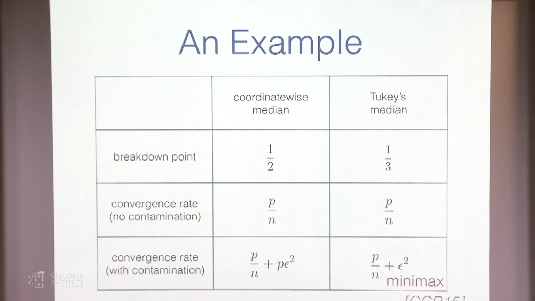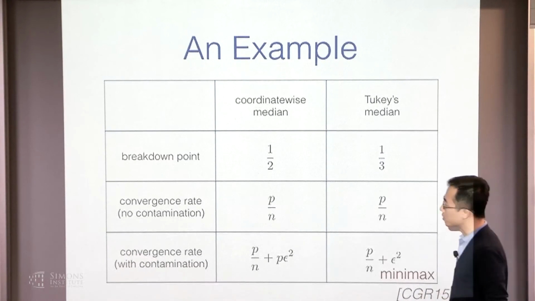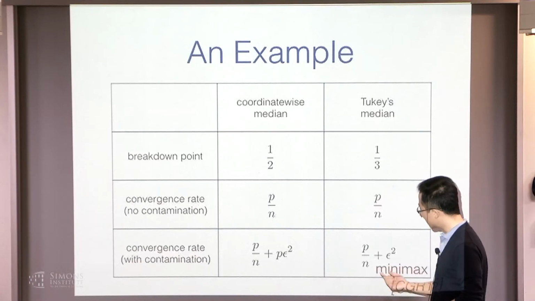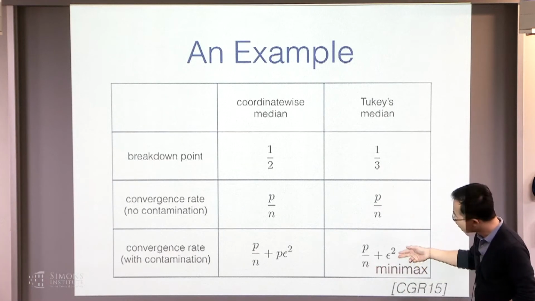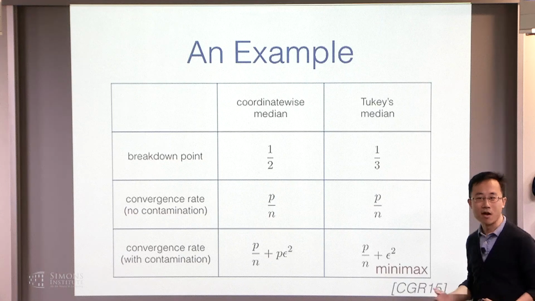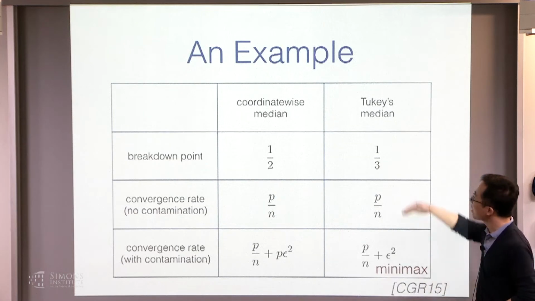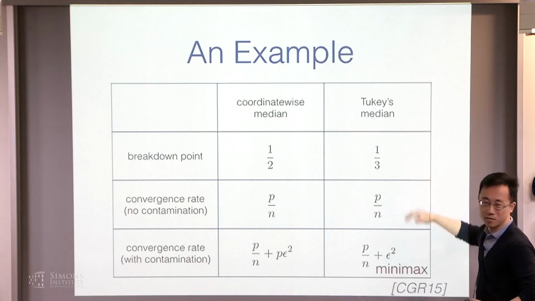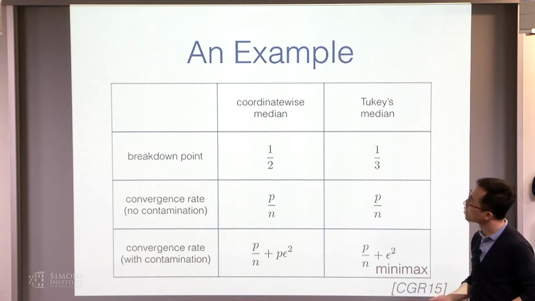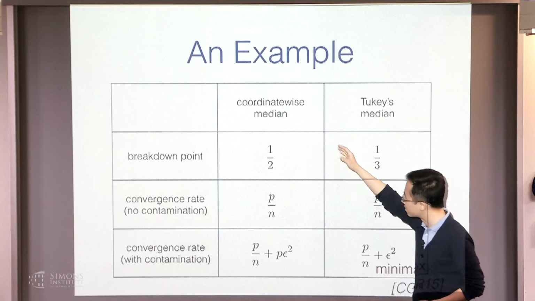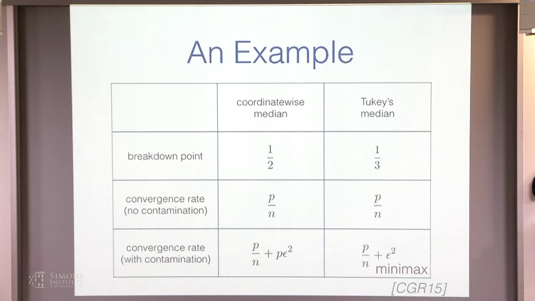So this table tells us, by this very simple example, that Huber's model is the right framework to study robust procedures. Because if you work in Huber's model, you have to study the statistical property and the robustness property simultaneously. If you do these two things separately, then you will get a misleading conclusion. You may think the coordinate-wise median is actually better, but it is not.